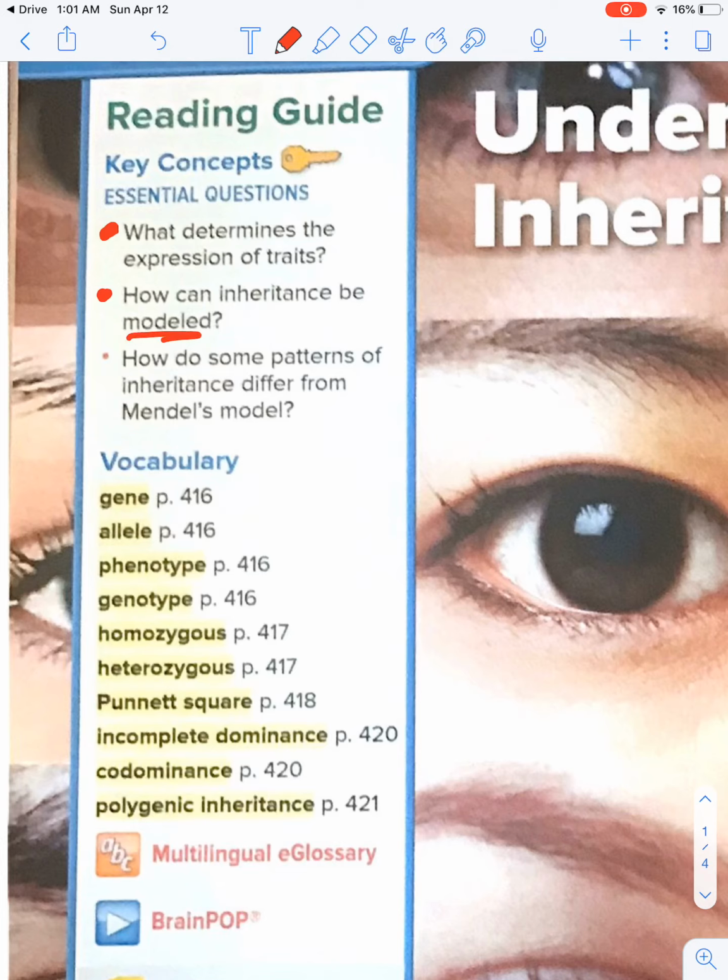And we're going to do that with some Punnett squares. We're going to show how we can model the pattern of inheritance. And then how do some patterns of inheritance differ from Mendel's model? So Mendel looked at traits that had just two factors, and one of them was dominant, one of them was recessive. Some patterns of inheritance do not follow that rule, and so we'll look a little bit at those.